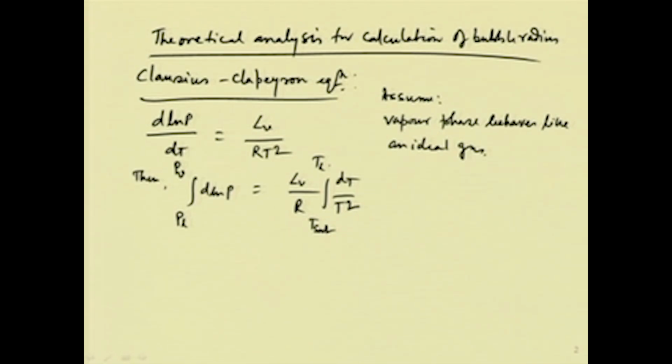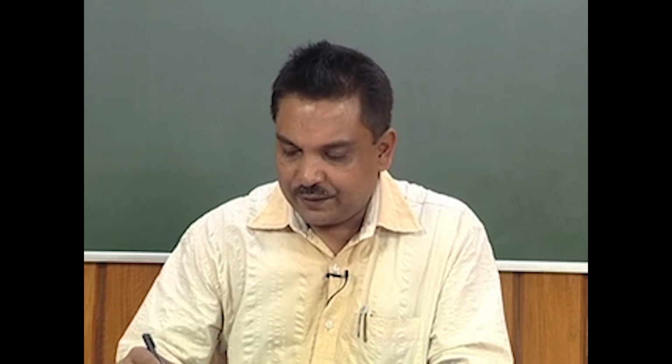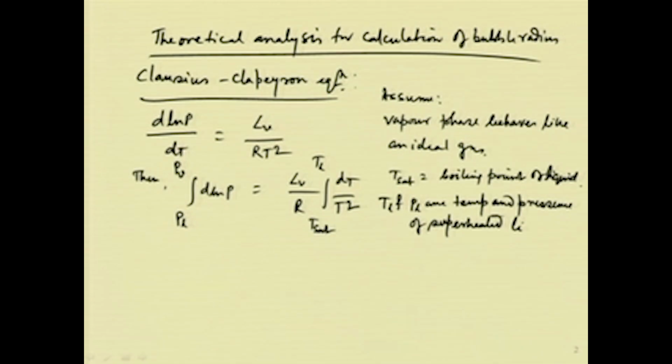The conditions here are that T sat, as we have discussed several times, is the boiling point of the liquid, and T L and P L are the temperature and pressure of the superheated liquid. As we know, to have bubble formation the liquid needs a little superheating, so T L will be higher than T sat. Another thing is that since the vapor bubble is in thermal equilibrium with the surrounding liquid, the vapor temperature is also taken to be T L.